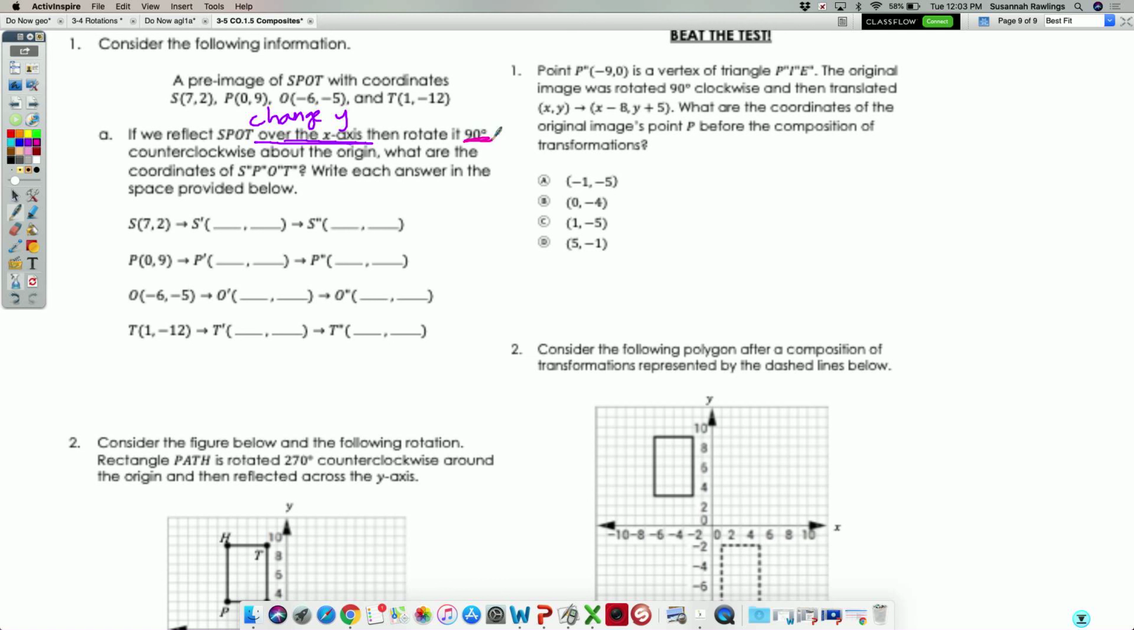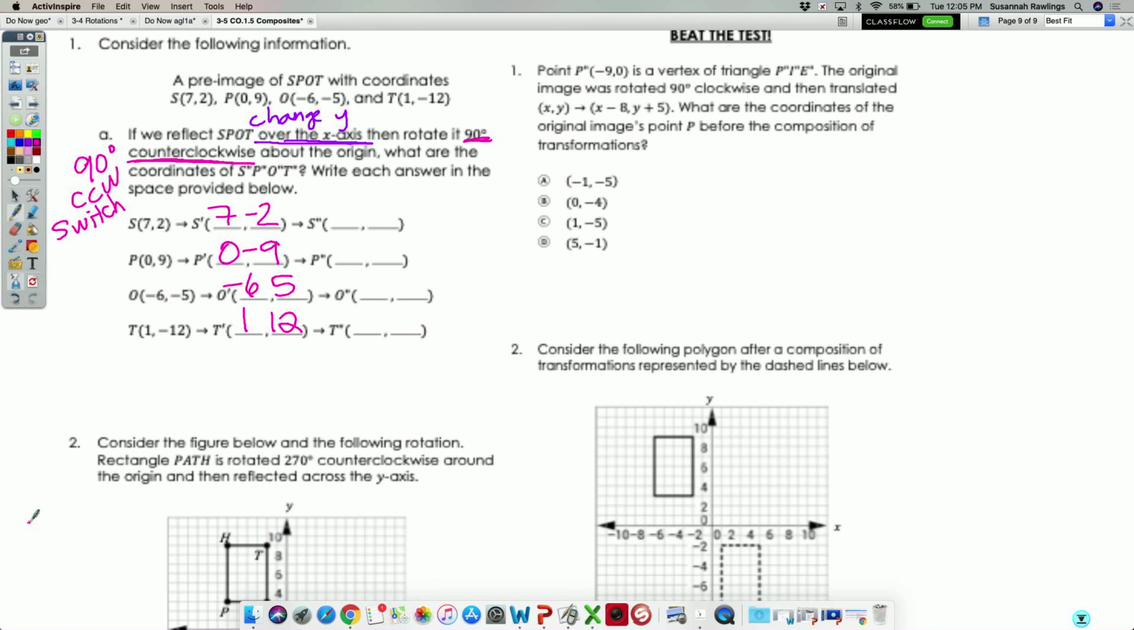What do I need to know about the rule for rotating 90 degrees counterclockwise? What am I going to do with my values there? Switch. Good, we're going to switch them. So I'm just going to put switch there. I'm going to switch the x and y. So you want to just help yourself out. So I'm going to pause here and let you guys figure out your primes, your single primes, and then we'll do the rotation together. So go ahead and reflect across the x-axis first.